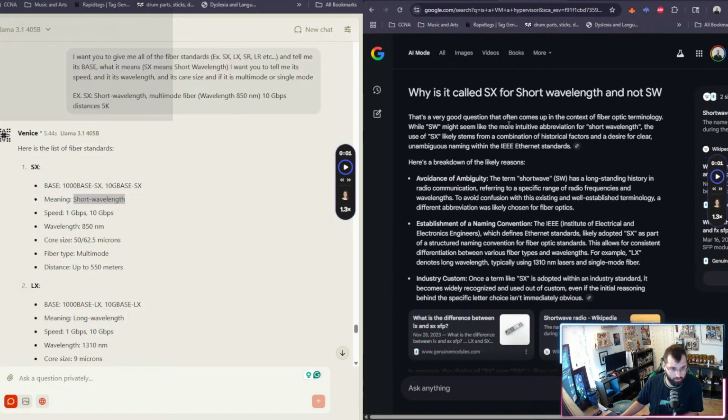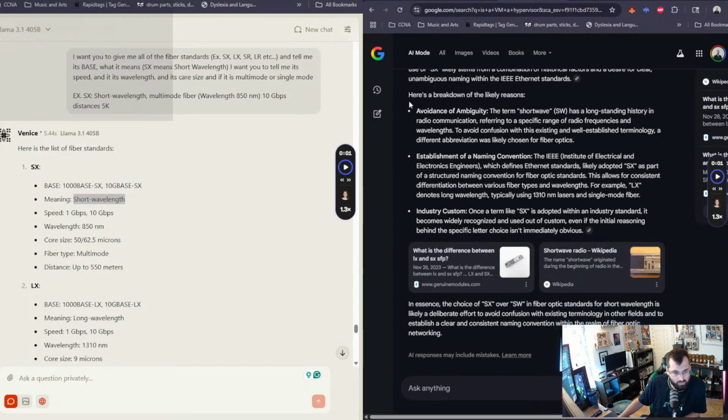That's a very good question, and that often comes up in the context of fiber technology. While SW might seem like the more intuitive abbreviation for short wavelength, the use of SX likely stems from a combination of historical factors and desires for clear, unabridged naming within the IEEE Ethernet standards. Here's a breakdown of likely what it is.